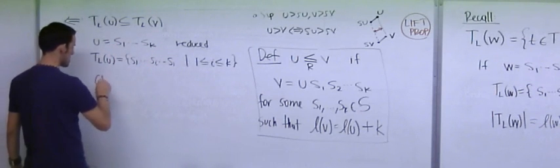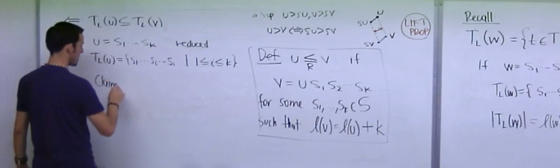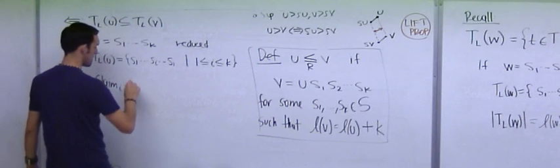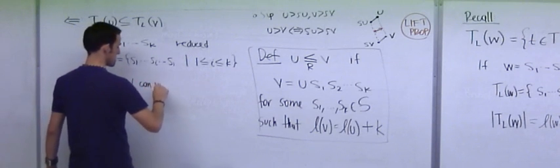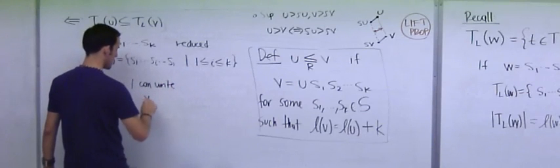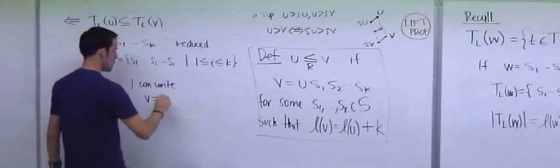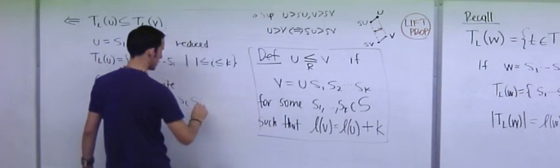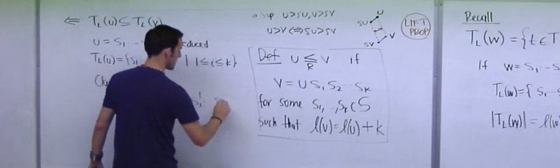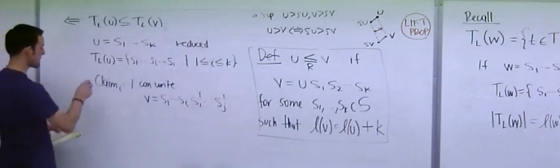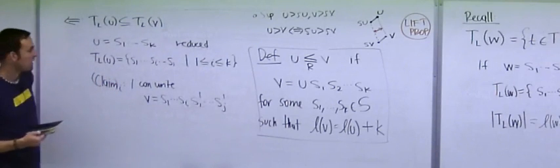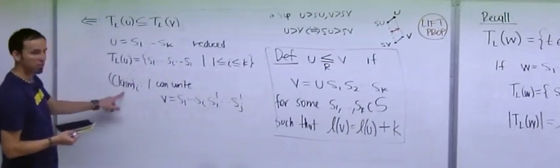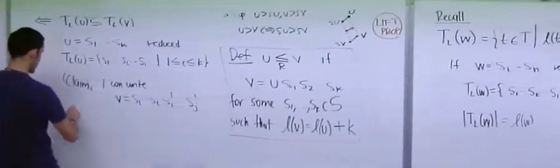So claim sub I is that I can write V as S1 up to Si and then some other S's. I don't know, S1 prime up to Sj prime. So that's claim sub I. And when I prove claim sub K, I'll be done. Okay? And so let's prove claim sub I by induction. So induct on I.